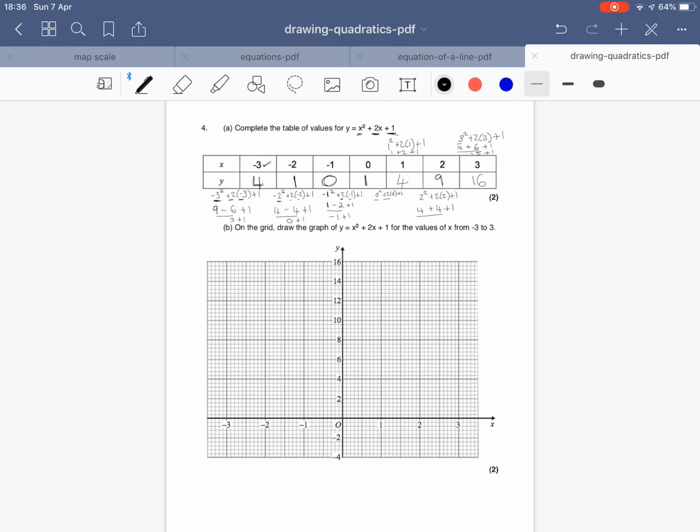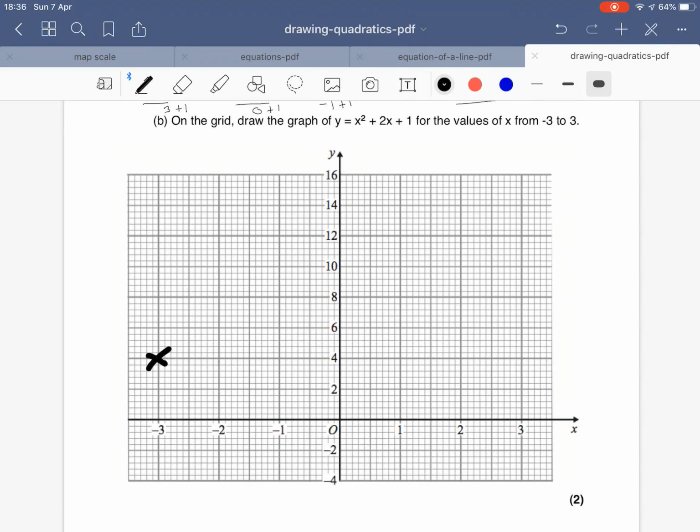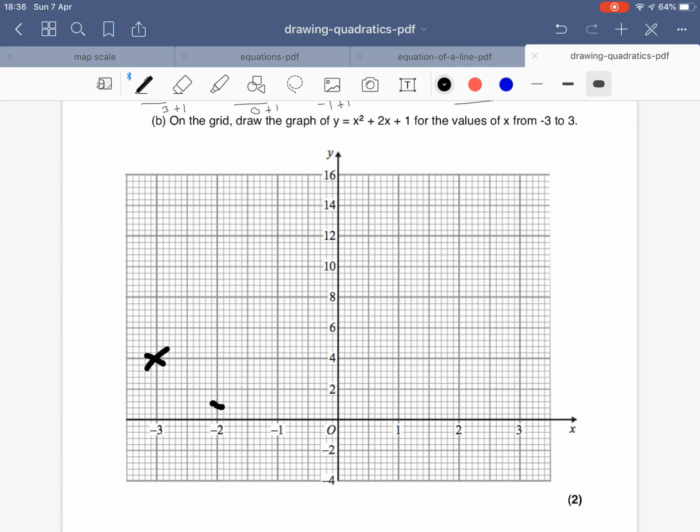Right, so now I can plot my points. So I've got first one, minus 3, 4, so I'm going to cross minus 3 up 4, so there's that point. Minus 2, 1, so cross minus 2 up 1, ooh my. So that's going to be about there.